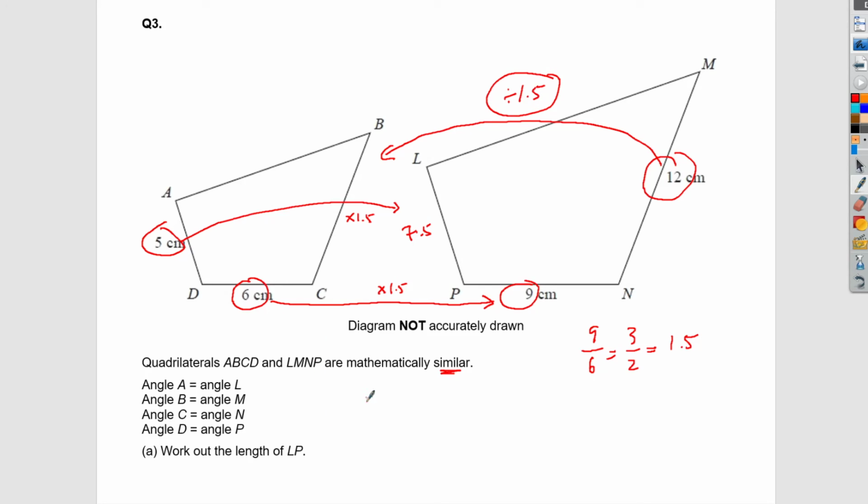Okay, so in order to do the next question, when it says find the side BC, BC would equal 12 divided by 1.5, which will equal 12 shared by 1.5 on your calculator, and that will give you 8. So there we go. The length LP will equal 7.5, and the length BC would equal 8. Okay.